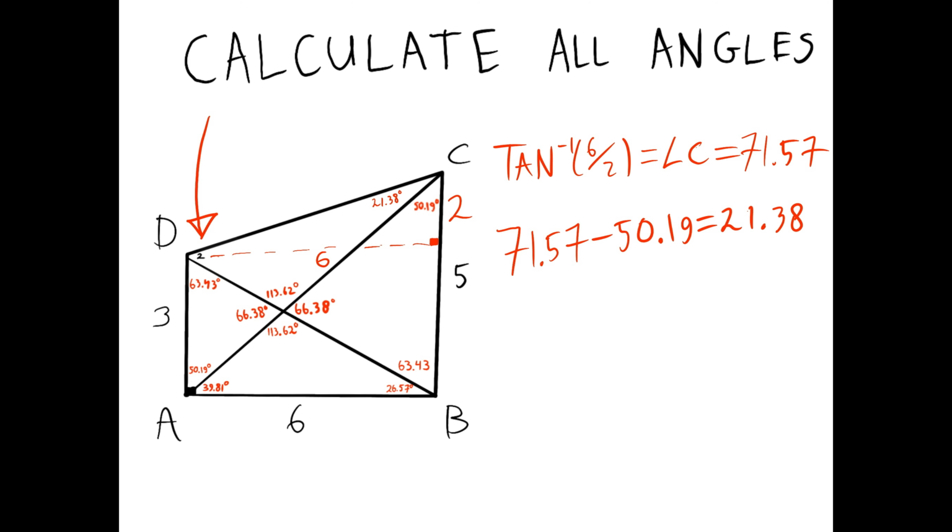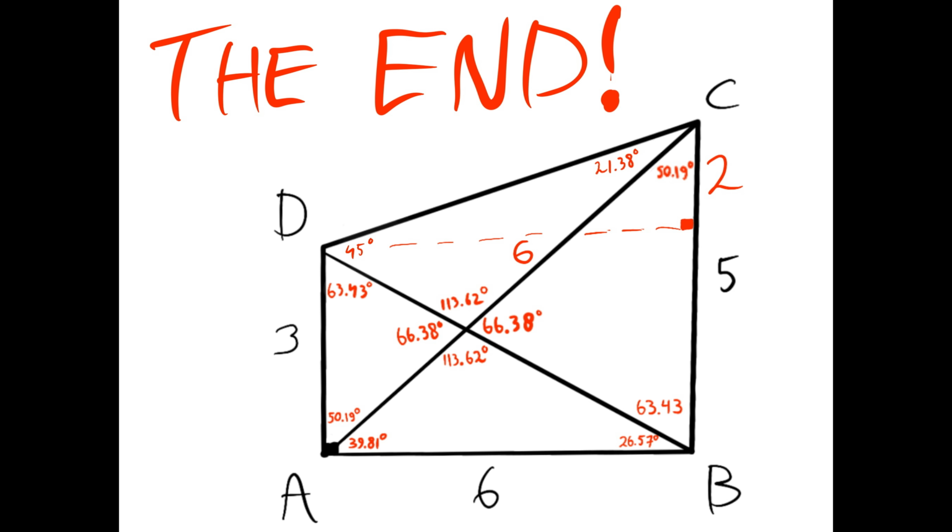And last but not least, we can calculate angle D2. We do this by subtracting S1 and C2 from 180. Angle D2 is 180 minus 113.62 minus 21.38 is 45. This was the last angle, so we have now calculated all angles.